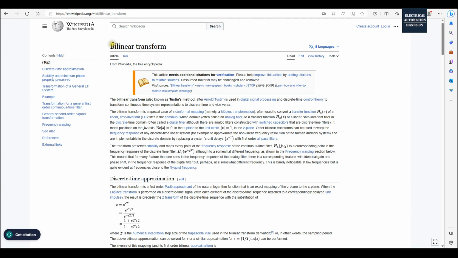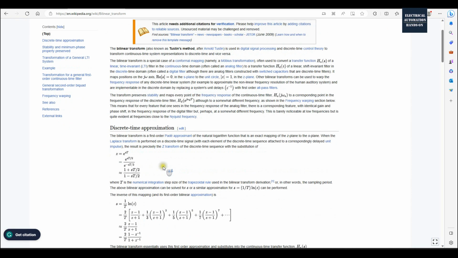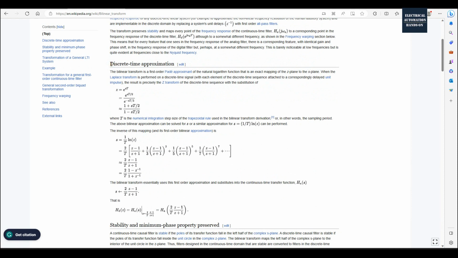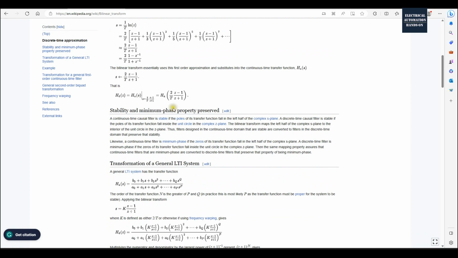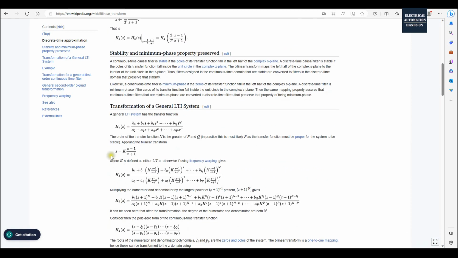If you search for the bilinear transform and scroll down, basically this uses the discrete time approximation idea. Using this method, S can be substituted by K times (Z minus 1) over (Z plus 1), where the denominator is Z plus 1 and the numerator is Z minus 1, and K is equal to 2 over T. T is your sample time, the sample time used to run your difference equation. So here, this is the entire equation.